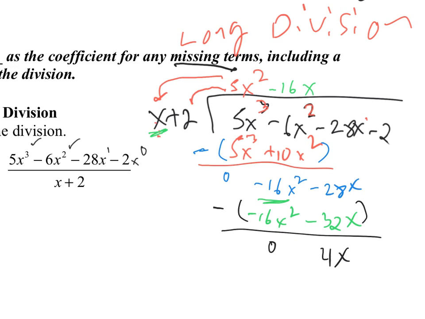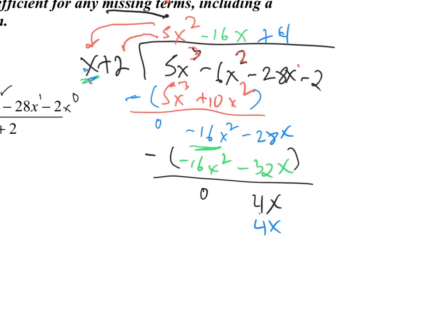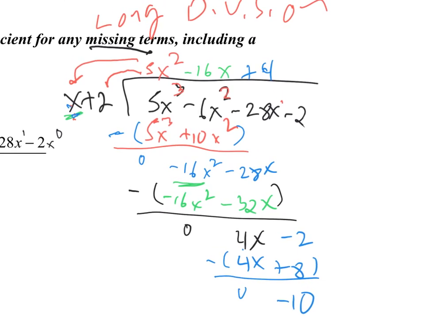Again, I have to ask myself, what times x gives you 4x? A 4. 4 times x is 4x. Well, what did I forget to do? I forgot to bring down my minus 2, so I'll bring it down. 4 times x is 4x. 4 times a 2 is an 8. Subtract the bottom from the top. That gives me the 0, so I know that part's right. Minus 2 minus 8 gives me a negative 10. There's no more terms to bring down. So that would be a remainder of a negative 10.